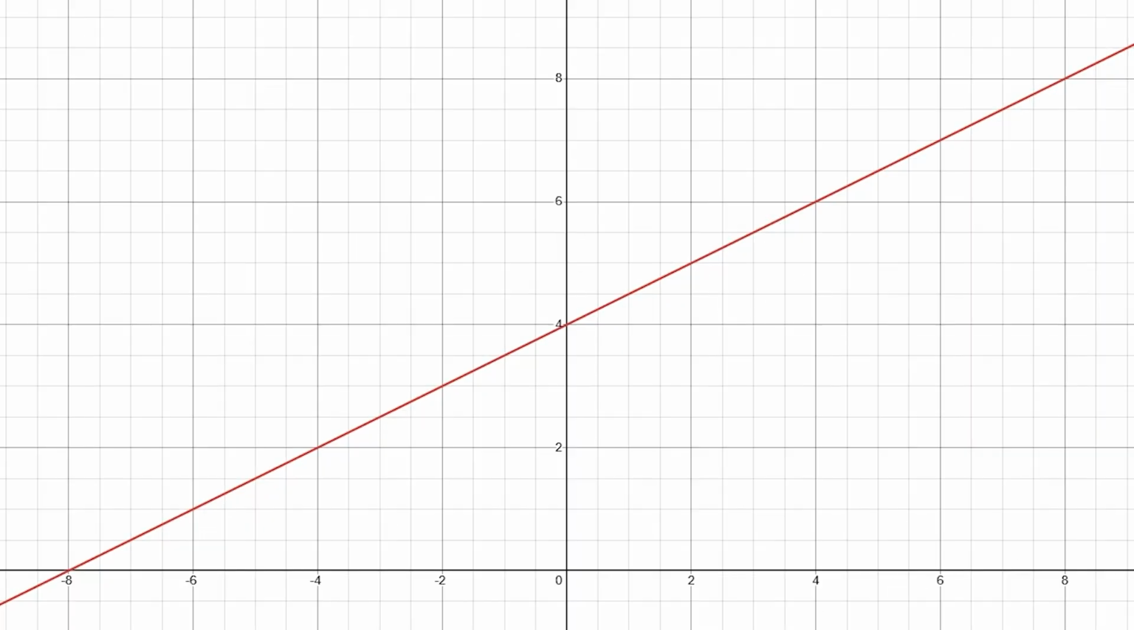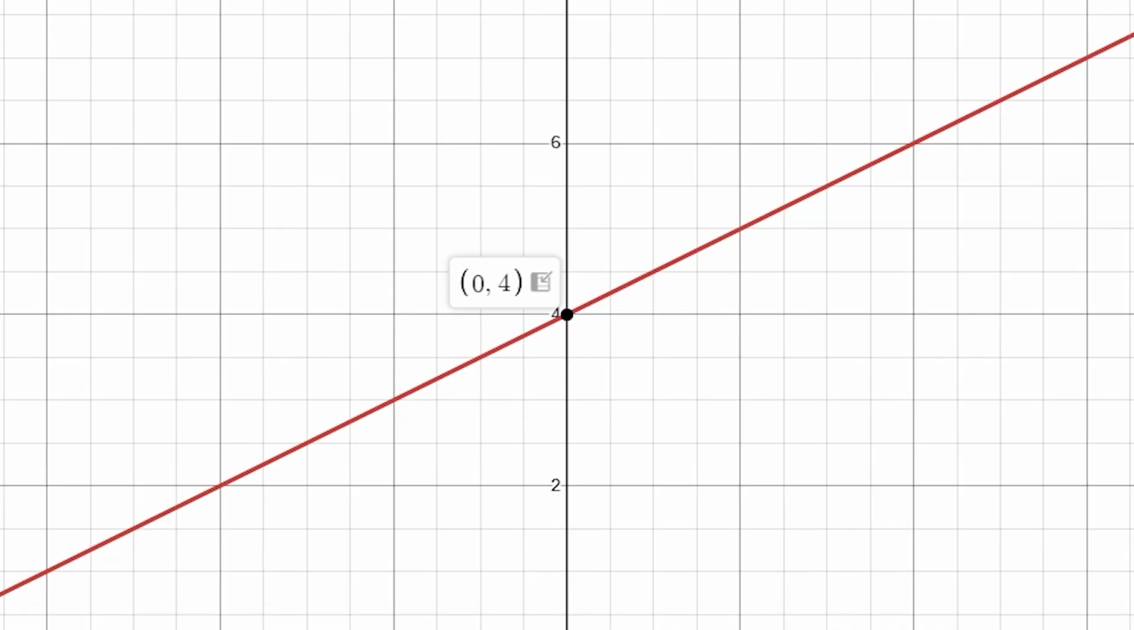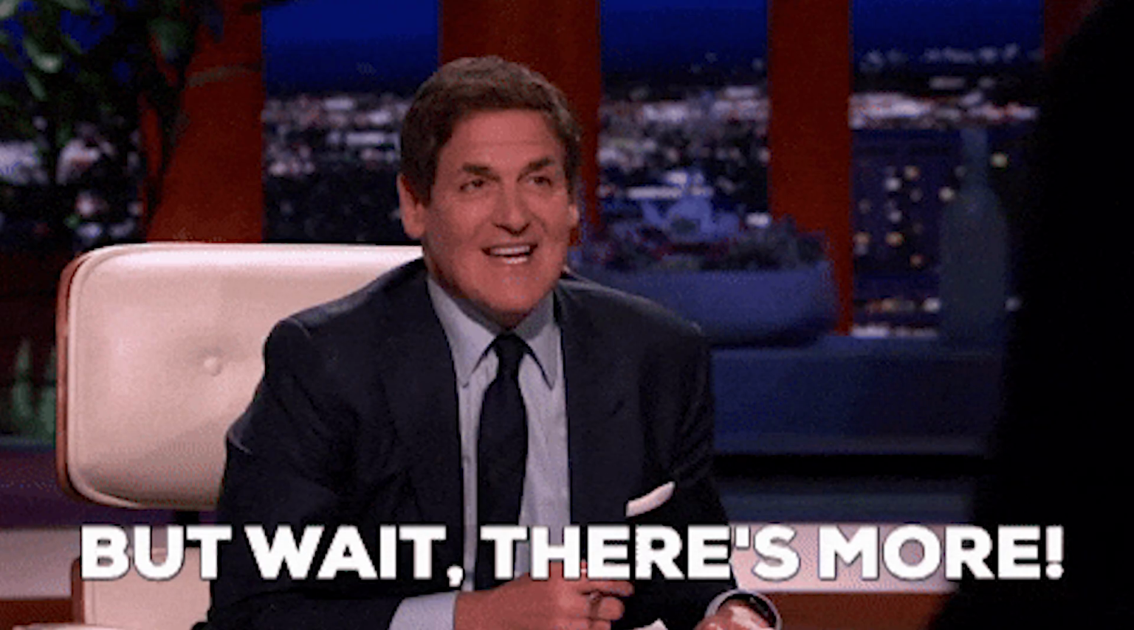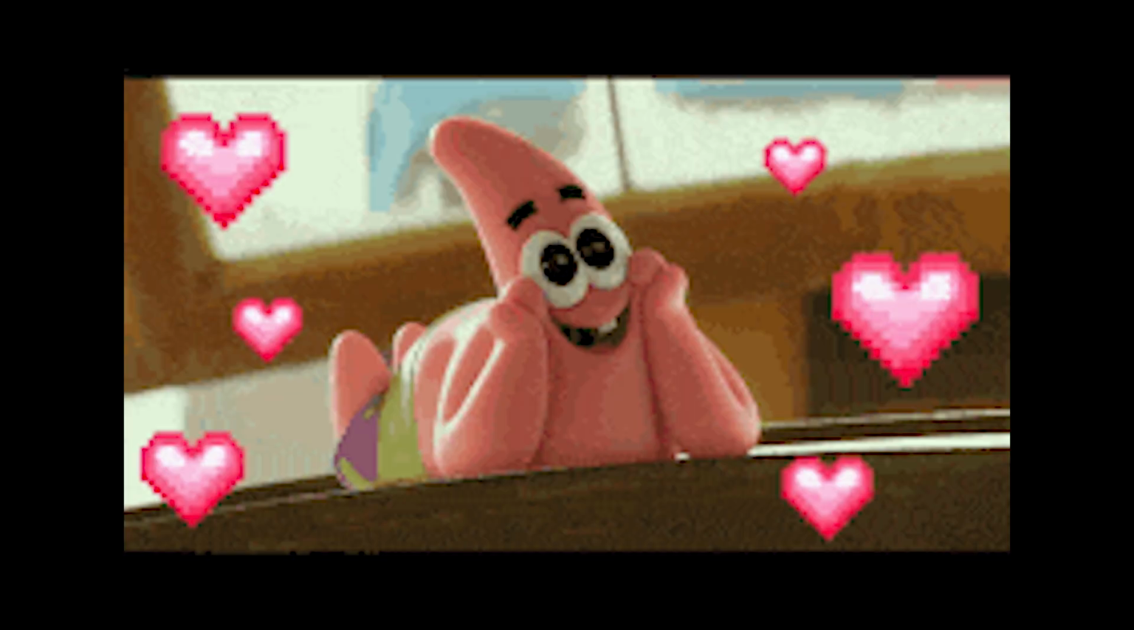This is an example of a line. It has the slope of 1/2 and the y-intercept is at 0,4. Now this form is called the slope-intercept form, obviously, but there are other forms like the point-slope form and the standard form. Now of course, I didn't forget about our beloved inequality.